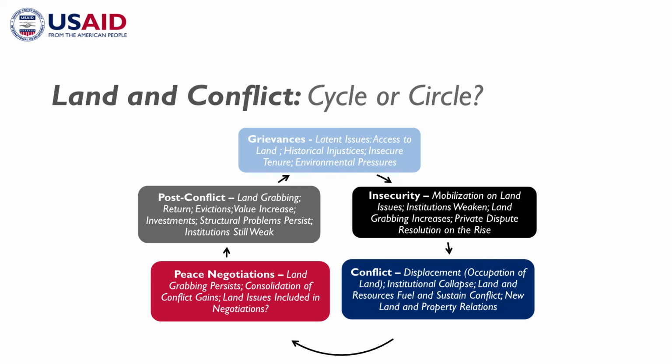Then we come to peace negotiations. It's very important to see that during peace negotiations, things around land will still be on the move. Land grabbing will persist. Actors will try to consolidate whatever it is that they gained during the conflict. Are the land issues included in negotiations, or are they too sensitive and given to a commission who will then deal with the sensitive issues later down the line? If they're not included in peace negotiations, it's very important to understand why they were not included. Was it because they were not important enough, or was it that they were so sensitive that the main political actors could not find an agreement?